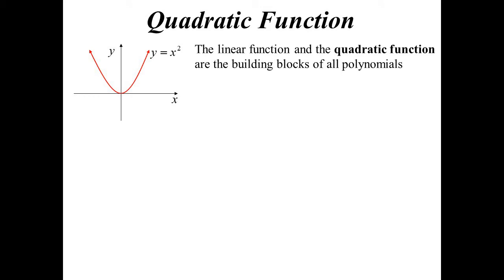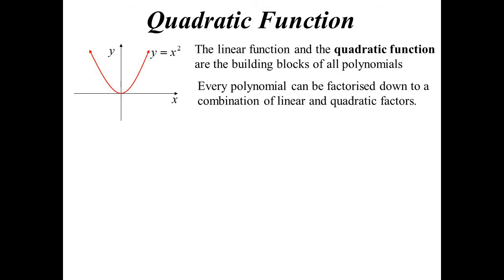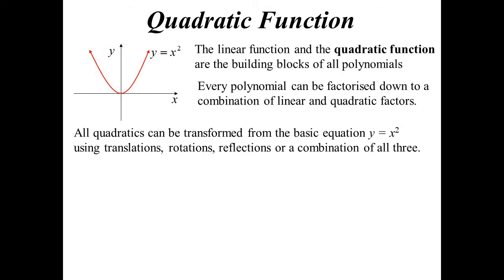Why do we spend so much time on the linear function and the quadratic function? Because those two functions are the building blocks of every polynomial, because all polynomials can be factorised down to be a combination of them. Just like the straight line, we can build any quadratic from y equals x squared, again via translations, rotations, reflections, or combination. We could get any other parabola.